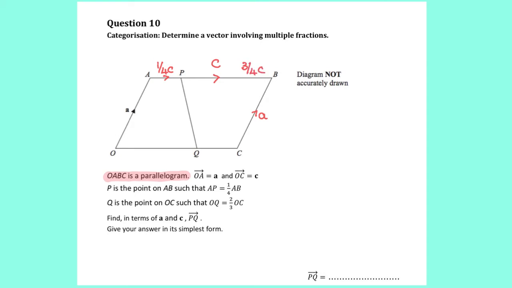We're also told that Q is the point on OC such that OQ is equal to 2/3 of OC. So this is 2/3 of C, and QC is equal to 1/3 of C. In terms of A and C, find PQ. Give your answer in the simplest form.